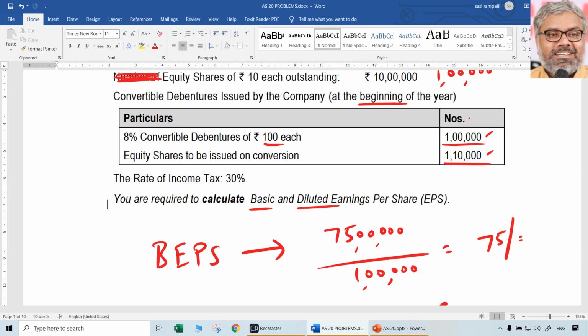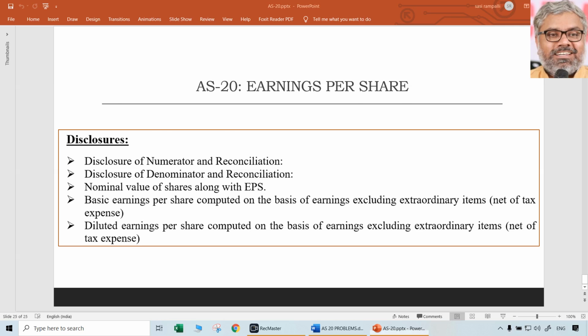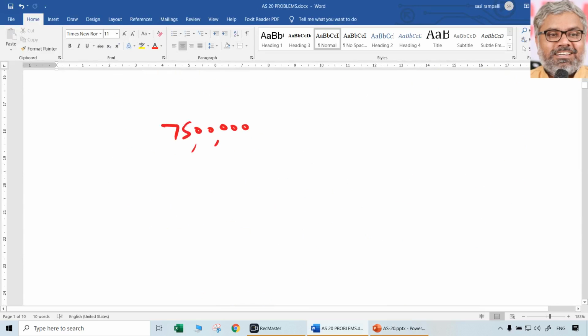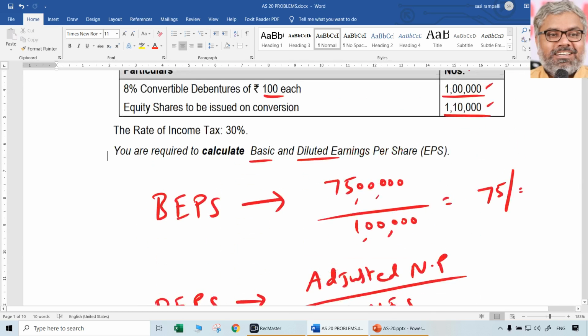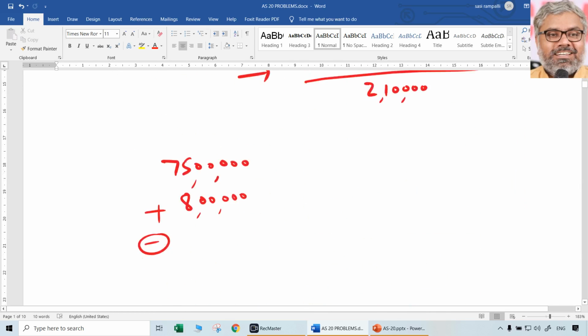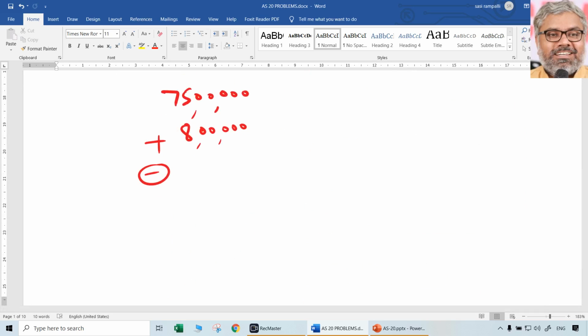On that, 8% means how much interest expenditure could have been saved. It could have been saved to the extent of 8 lakhs rupees. That will get added to the profit naturally, because to that extent we don't need to pay interest anymore. But on that, tax benefit of 30% will be lost. So net of tax, 30% of 8 lakhs is going to be 2,40,000.